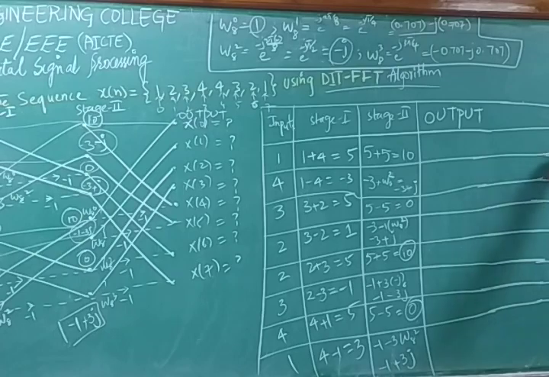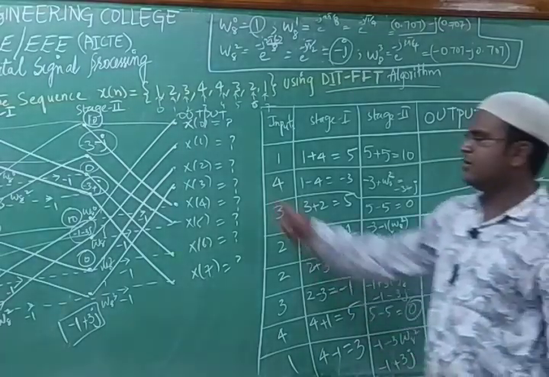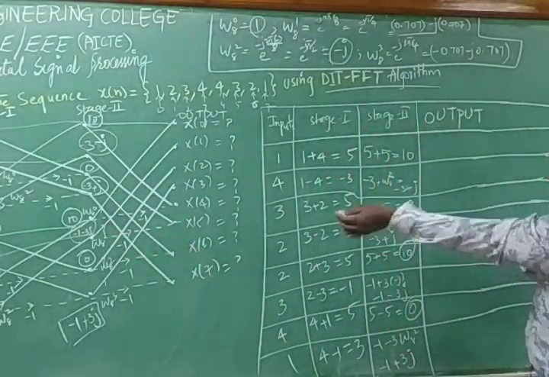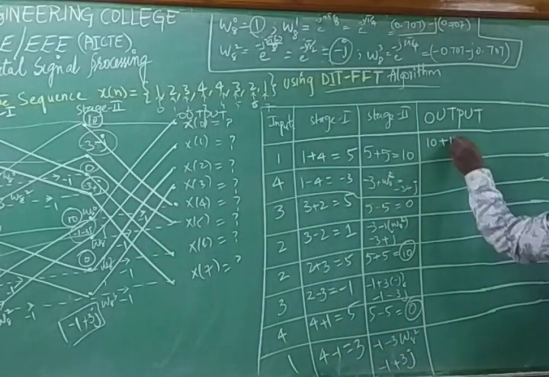So I do have this thing. So I am writing the output. Tell me first thing, x of 0 is what? Here is 10. Again here is 10. So I can write here 10 plus 10. That is the first one.